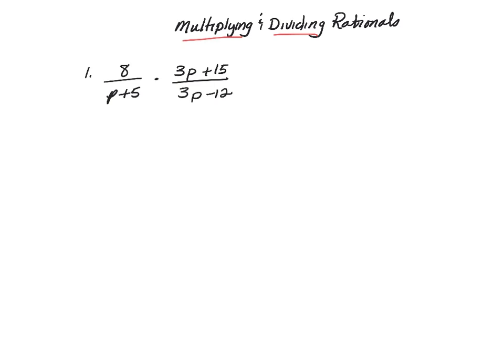It is very important that you understand the first thing you need to do when you're working a problem like this is try to factor everything that can be factored. That means you have to recognize that in this part right here, there's a common factor. That common factor is a 3. And when I bring it out, I am left with p plus 5.